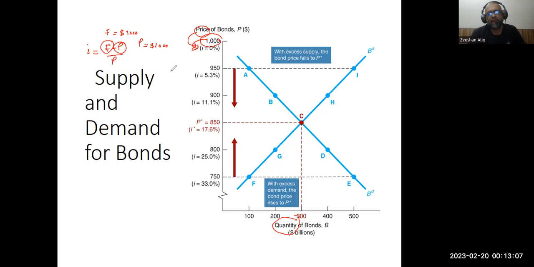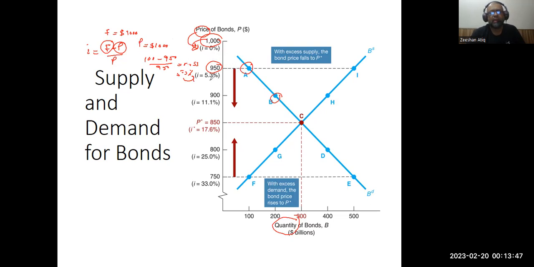Now, what happens if the price of the bond falls? For example, if the price of the bond goes to 950 and the face value is 1,000, you subtract 950 from it and divide that by 950. The answer you get is 0.053, which is 5.3%. So that is the corresponding interest rate. If you look at this demand curve of the bond, the points A, B, C, D, and E show the different prices at which different quantities are demanded. And for each price, you can find out the corresponding interest rate.